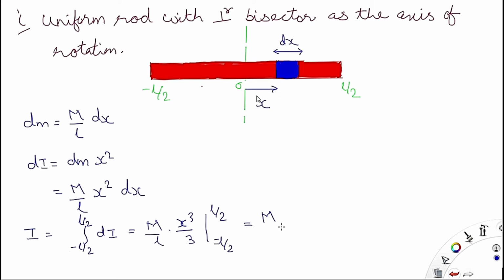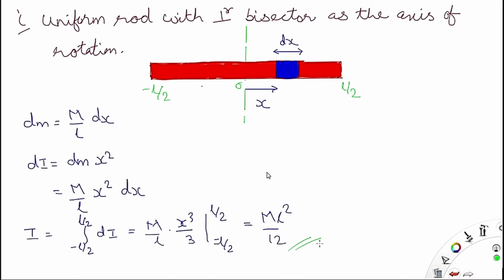So dm is equal to M by L, and this integration of M by L into x square into dx has been integrated from minus L by 2 to L by 2, because 0 has been chosen as the middle one. The axis of rotation is chosen as the origin. So this is the positive x direction and this is the negative x direction. When we do the integration, we get the value as M L square by 12, where capital M is the total mass of the uniform rod and L is the total length.